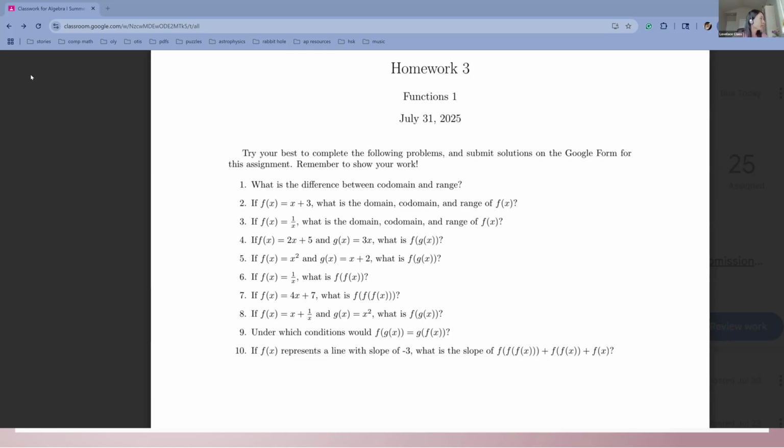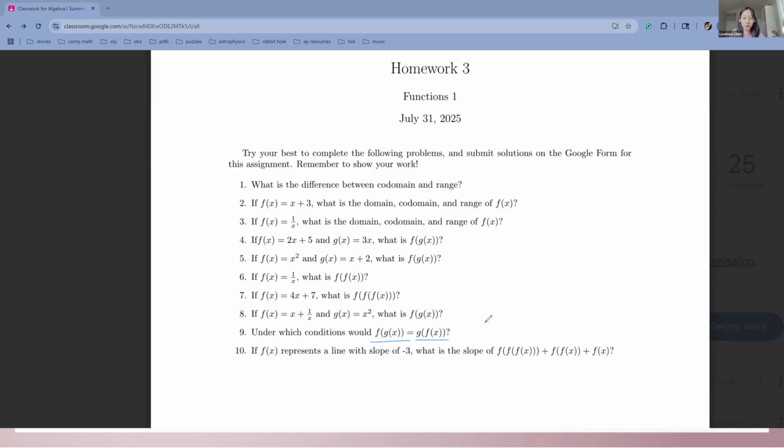So for problem 9, I don't think we really covered this in class. So it's fine if you didn't really know it. Basically, what this means is that f and g are inverse functions. I think we might cover that in another class. Basically, if one function does something and then the other function does the opposite, then they cancel out. So then it'll be the same thing.